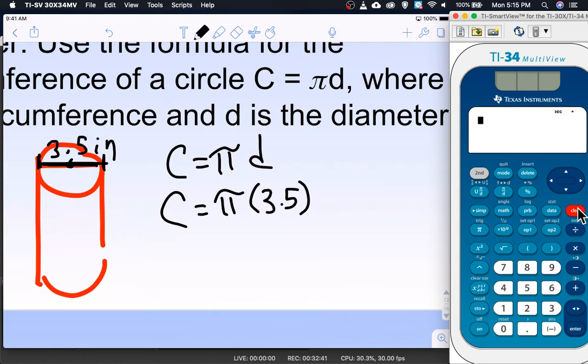Now, the question is: is the circumference a rational number or an irrational number? I know how students get both answers. You could potentially get an answer of, let's see, pi. Pi is 3.14 times 3.5, and you get 10.99, which looks rational.